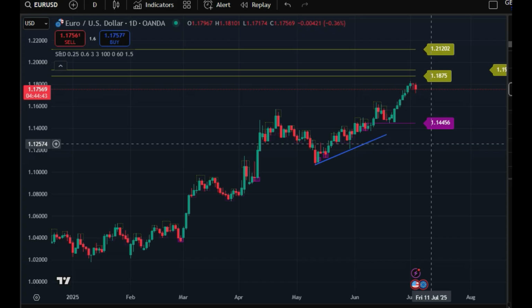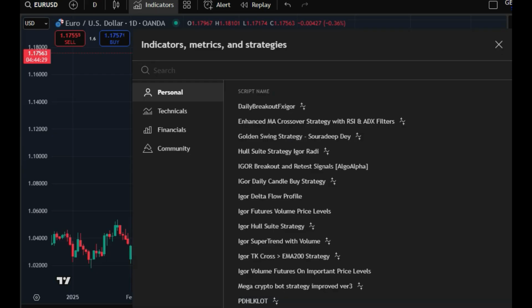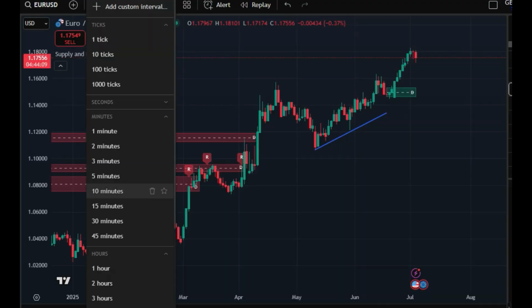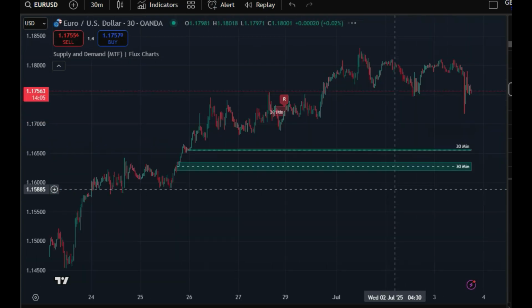If you want to find supply and demand zones on the 30-minute chart to put a stop loss, there is another indicator that you can use. I will show you right away. I'll remove this indicator and show you one indicator made especially for the 30-minute chart. Type "demand flux", so Supply and Demand MTF Flux chart, and go to the 30-minute time frame. As you can see, you will get some very interesting levels.